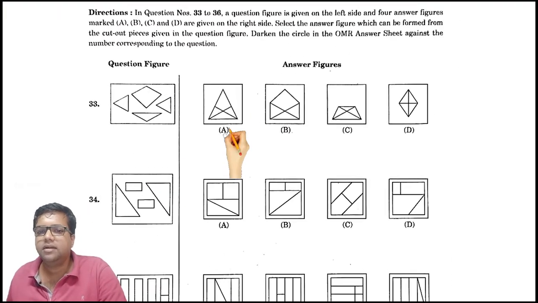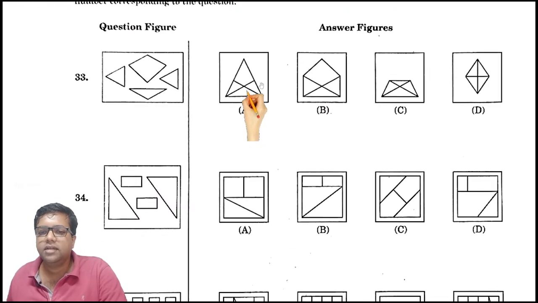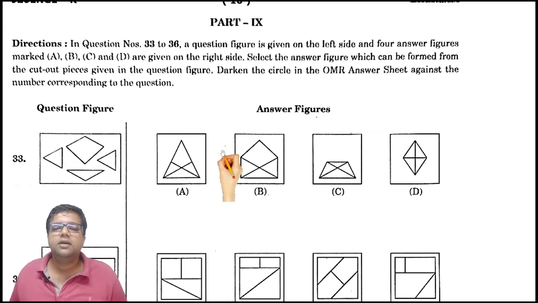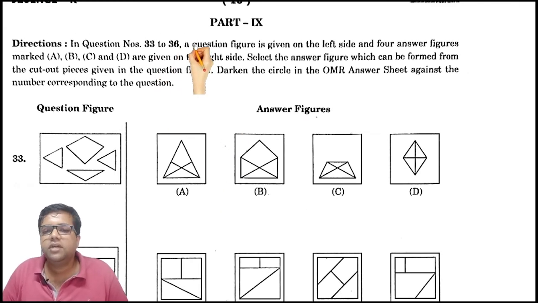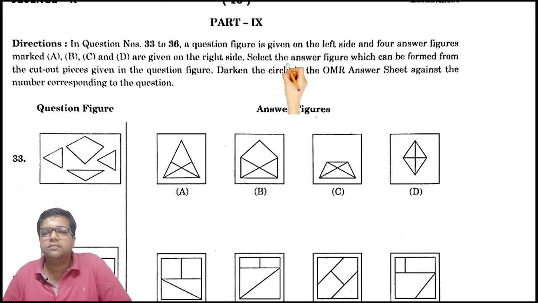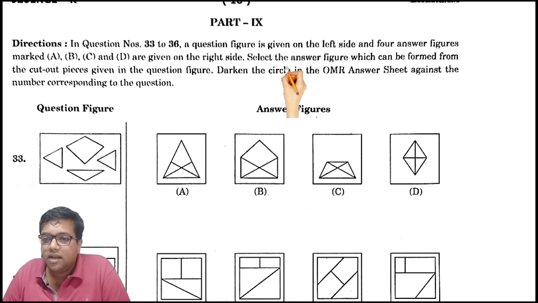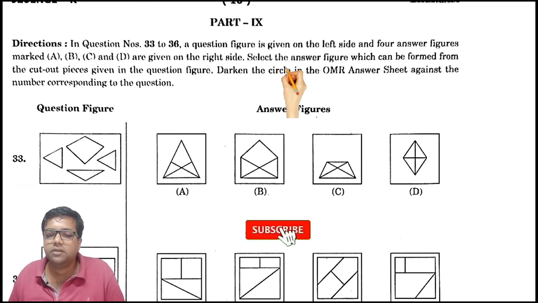This is the part 9. Let us go through the directions. In directions, we have in question numbers 33 to 36, a question figure is given on the left side and 4 answer figures marked A, B, C and D are given on the right side. Select the answer figure which can be formed from the cut out pieces given in the question figure. Darken the circle in the OMR sheet against the number corresponding to the question.